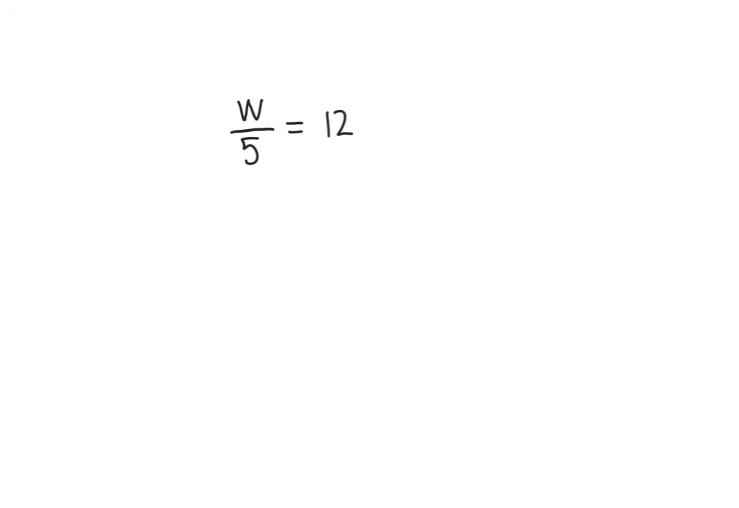Occasionally, we might see a proportion that doesn't quite look like a fraction equals a fraction. In this case, we have a fraction equal to a whole number. But we can fix this by putting a 1 underneath the 12, because of course 12 is the same as 12 wholes. Now we can cross multiply.